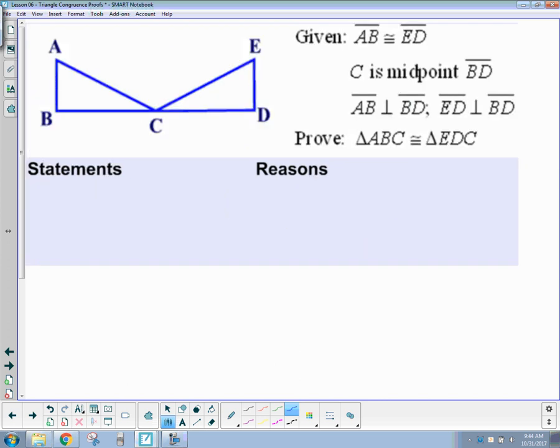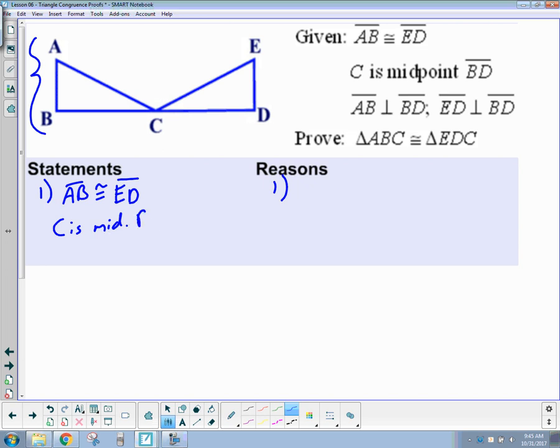Again, I would take a second, draw the diagram. You can copy the given and proof over here, but I'd rather you just do it all in one shot, save yourself the trouble. So 1, we're going to say AB is congruent to ED. C is going to be the midpoint. I'm just going to put midpoint. Get it? Midpoint.